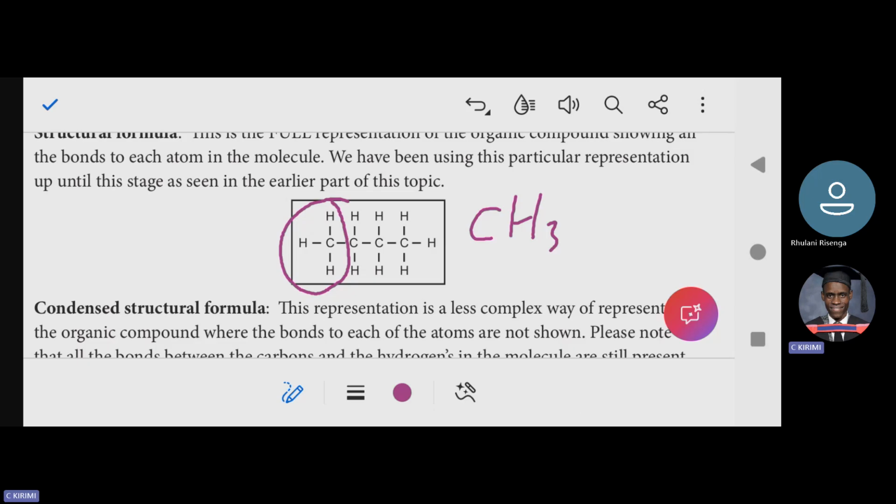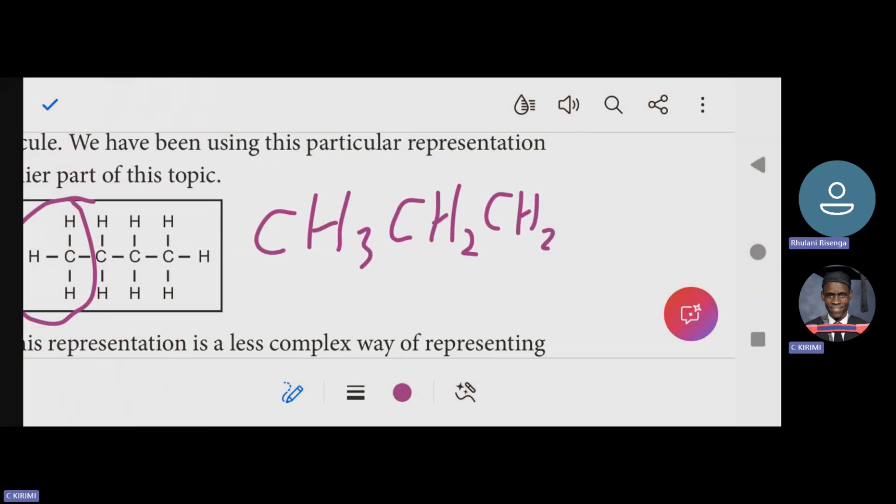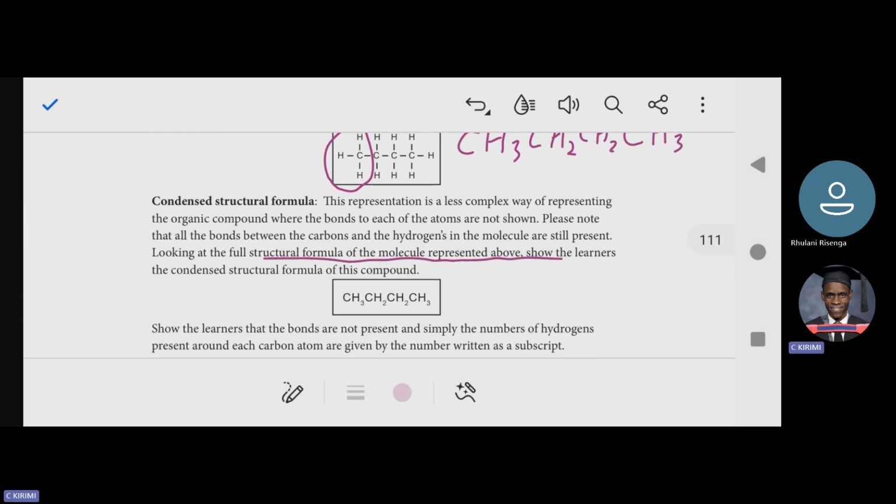What do I write next? CH2. And what should I write next? CH2. And then lastly, CH3. So that is the condensed structural formula which you are referring to.